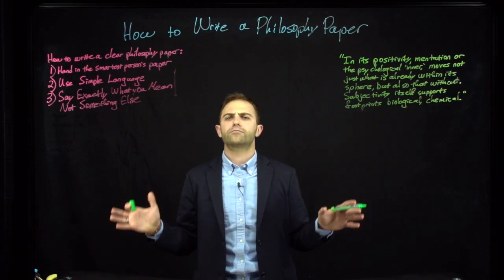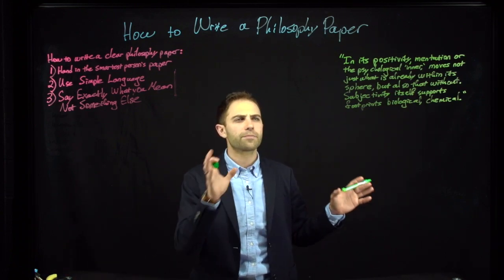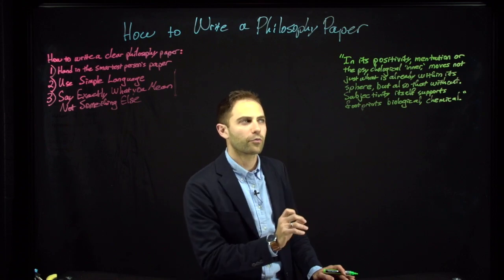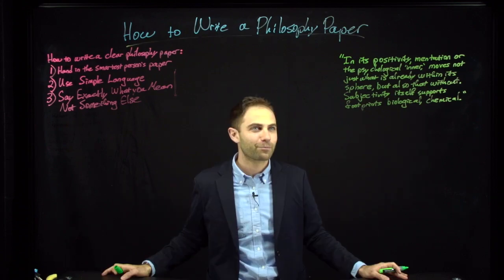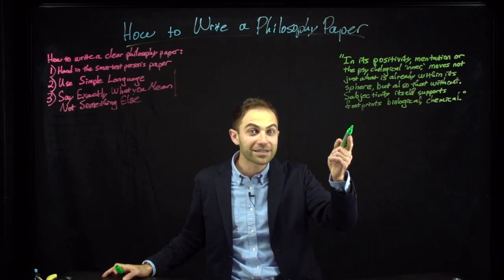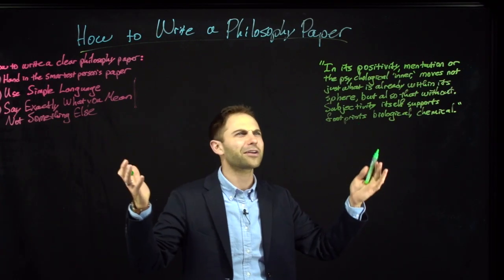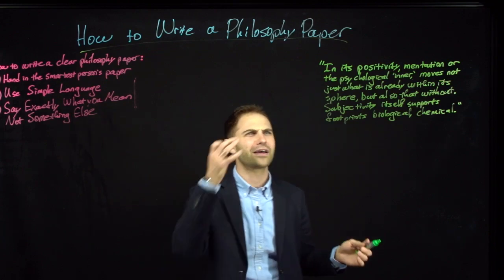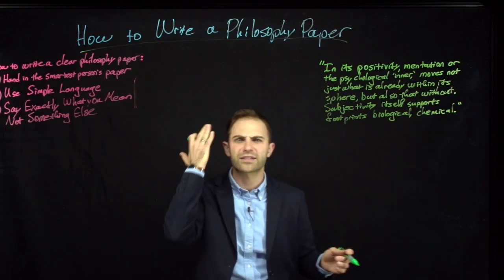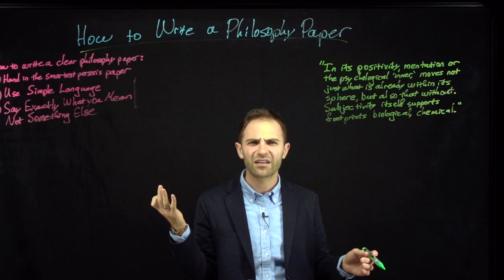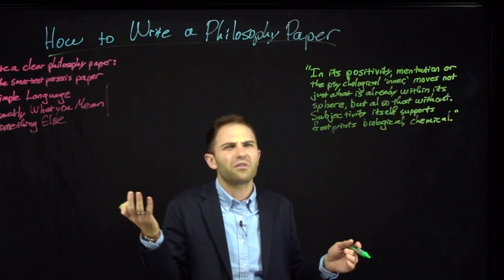Okay, what would you say is the biggest problem with these two sentences here? The biggest problem with this is that it doesn't make any sense. It's totally unclear. What is it talking about? In its positivity, what is that? In its positivity? What is it in its positivity? What is that?